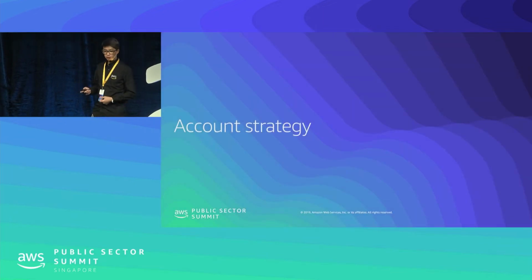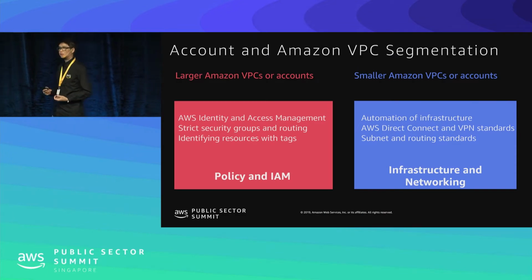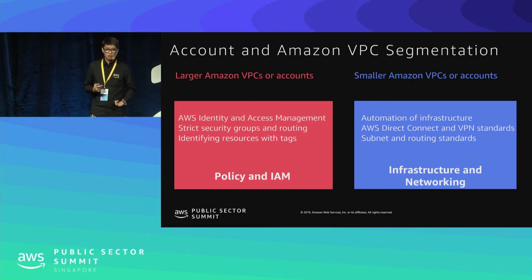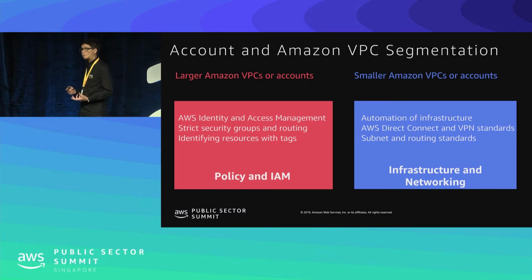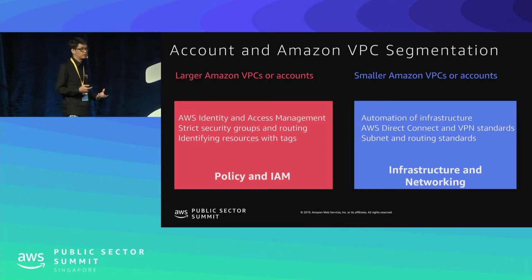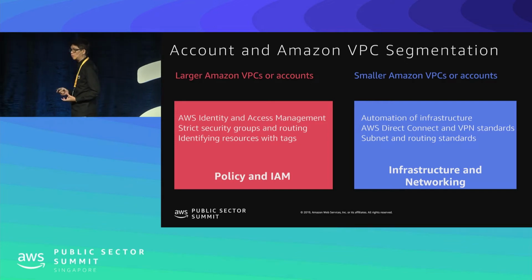So account strategy. Typically, very common, a customer has more than one AWS account. And within these AWS accounts, there could be one or more VPCs. So it's a balance between what makes sense to you, how you want to decide the segmentation between accounts and VPCs. Some customers have one big account with many VPCs in a single account, or some customers have many AWS accounts with only a single VPC within each account.